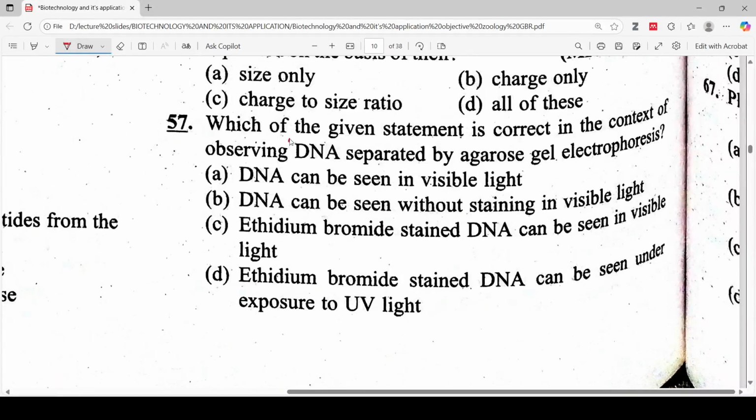Which of the given statements is correct in the context of observing DNA separated by agarose gel electrophoresis? DNA can be seen in visible light. DNA can be seen without staining in visible light. Ethidium bromide stained DNA can be seen in visible light. Ethidium bromide stained DNA can be seen under exposure to UV light. So the correct answer will be option D.